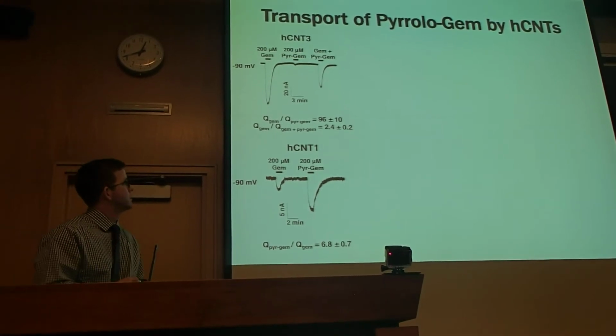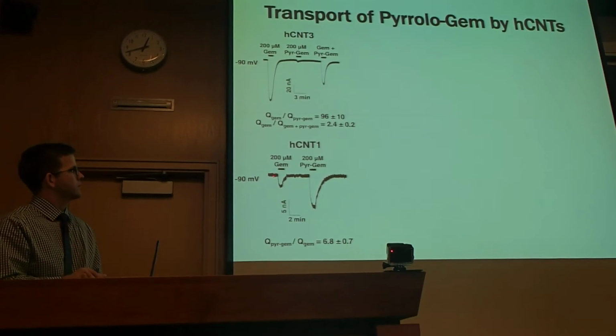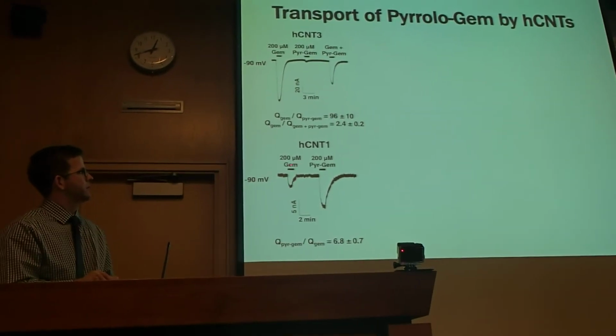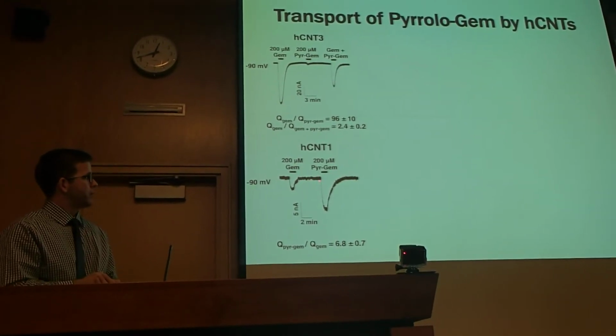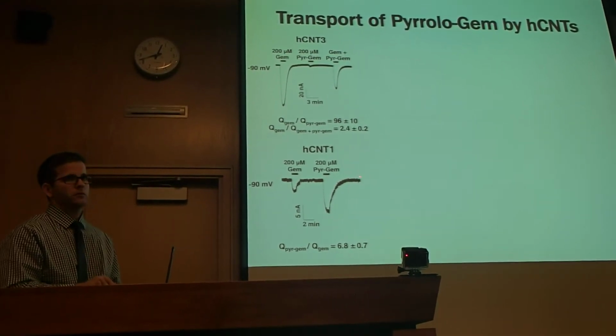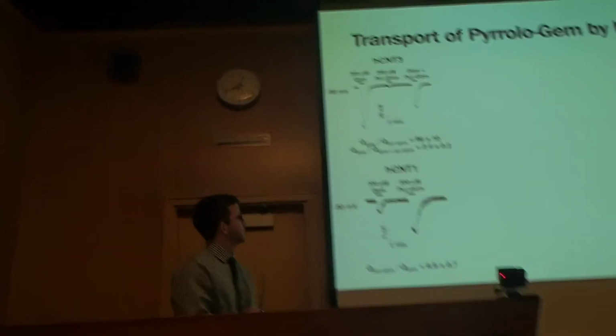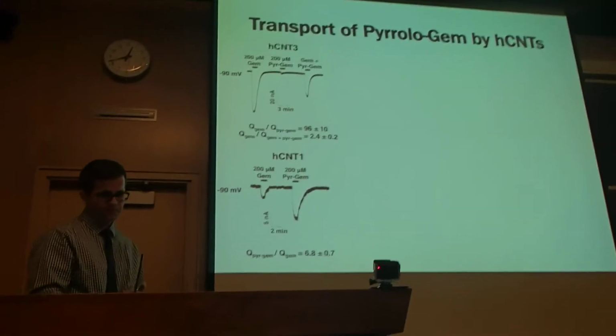In HCNT1 oocytes, on the other hand, we see a little bit of current generated when you apply gemcitabine, but when you apply the modified gemcitabine, we see significantly more total charge uptake, almost 7-fold higher for the modified compound than for gemcitabine.